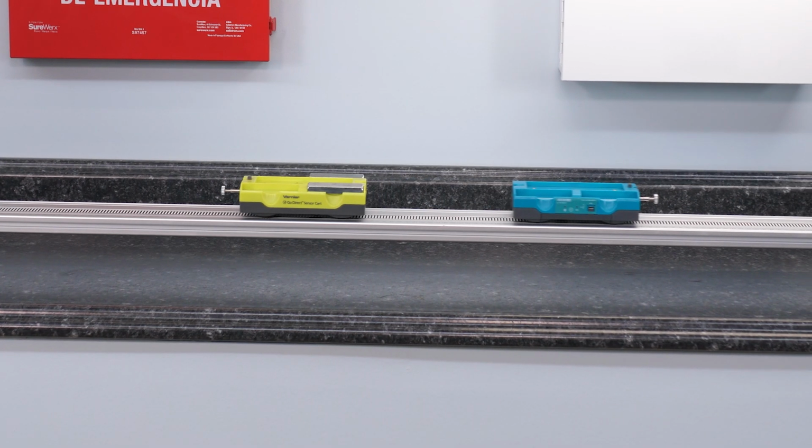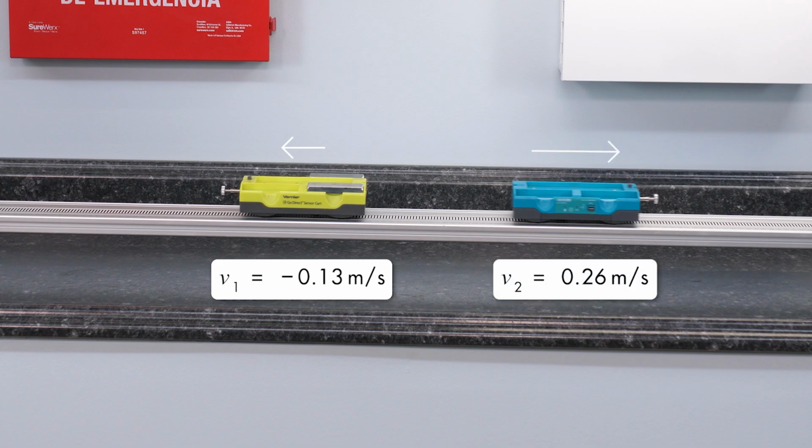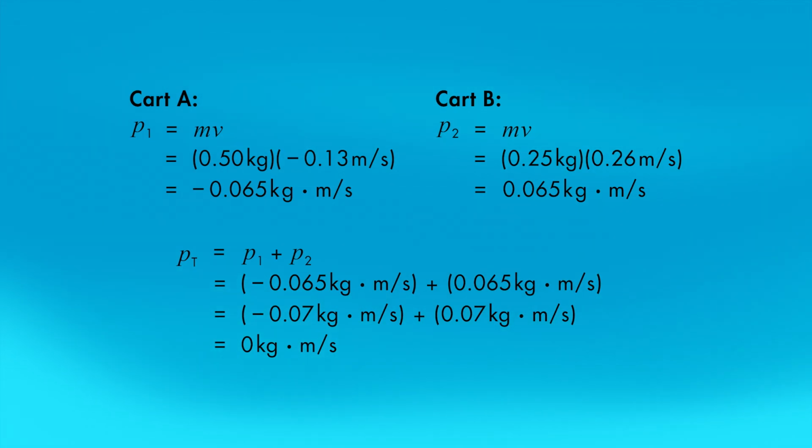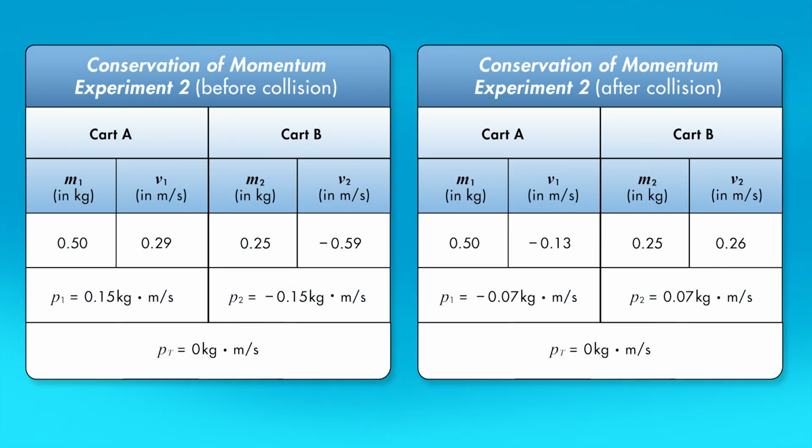Now let's see what happens after the two carts collide. Both carts reverse directions as they did in the previous experiment. However, cart A moves at a much slower velocity of negative 0.13 meters per second. Cart B reverses direction with a velocity of 0.26 meters per second. Now we can calculate the total momentum after the collision. We see that the total momentum after the collision is 0. Here is a summary of all the data we have collected.